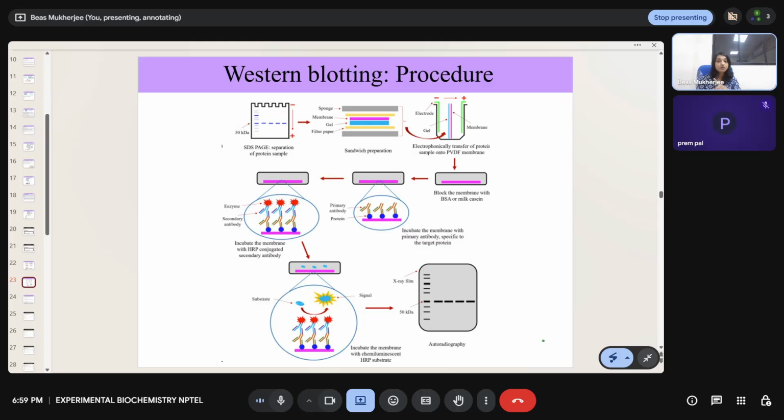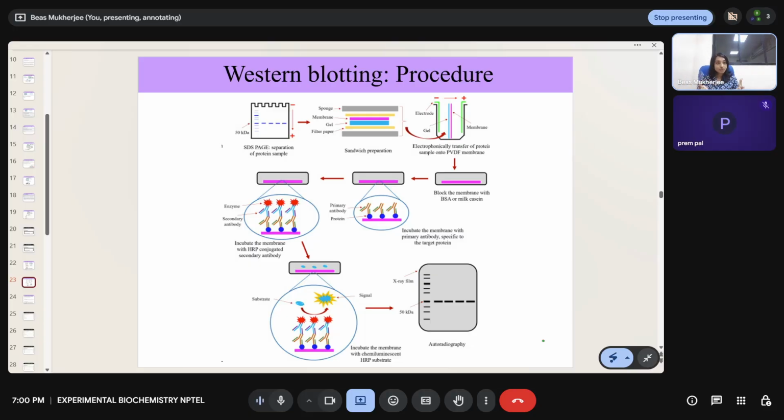Then you wash again. So incubate the membrane with HRP conjugated secondary antibody. So what is HRP? It is an enzyme. Horseradish peroxidase enzyme. So this secondary antibody binds to the Fc region of the primary antibody. So that means if the primary antibody is produced in, let's say, mouse, then the secondary antibody will be complementary to all the primary antibodies that are produced in mouse. Correct? It is complementary to the Fc region. Okay. Now, the next one is you will have to develop the blot. So then again you wash, all the unbound secondary antibody is removed.